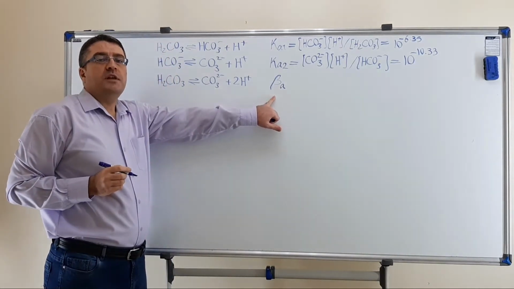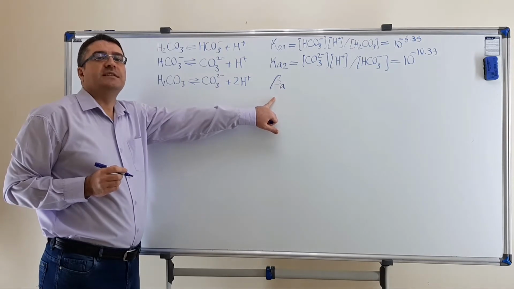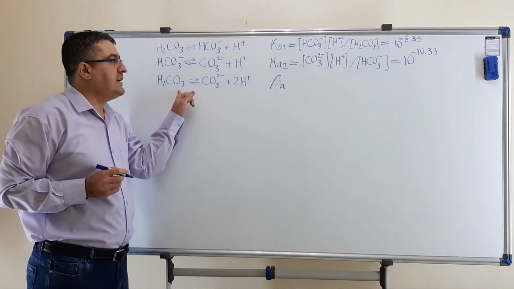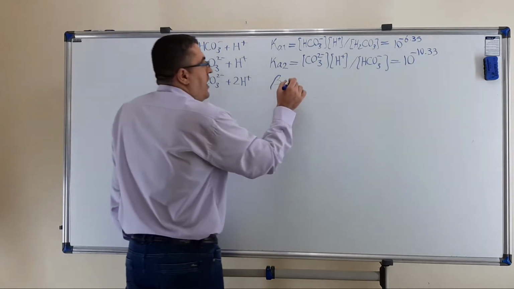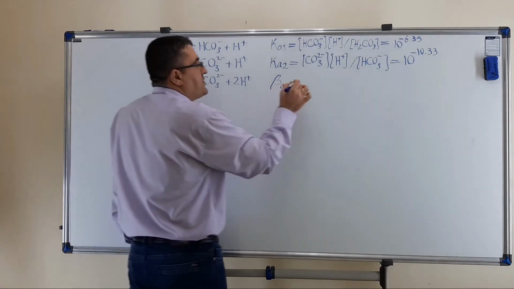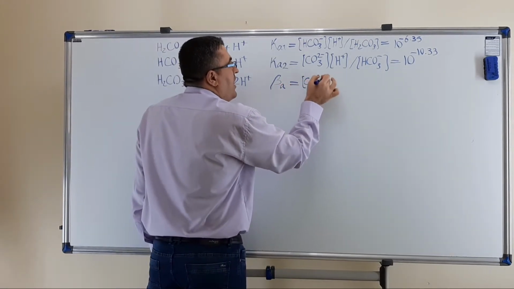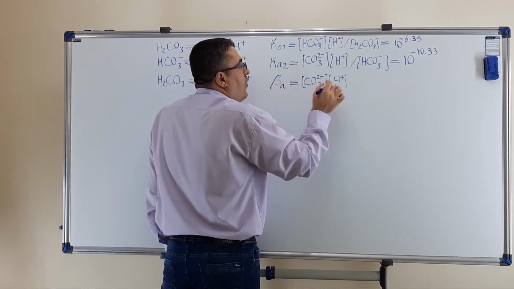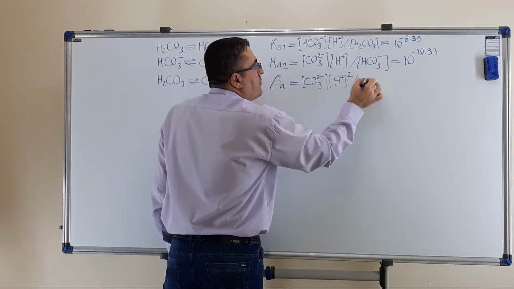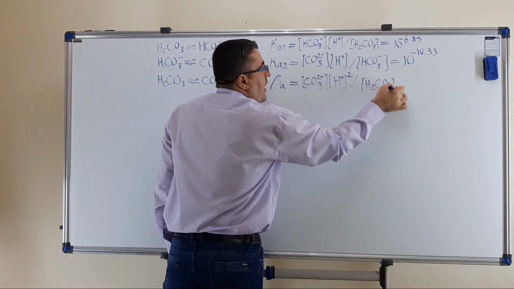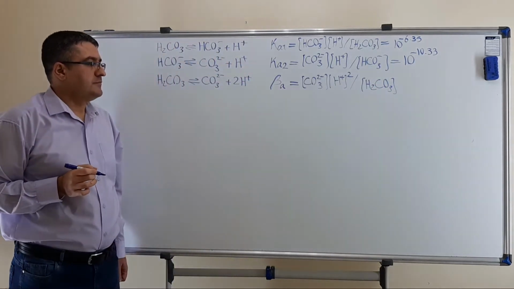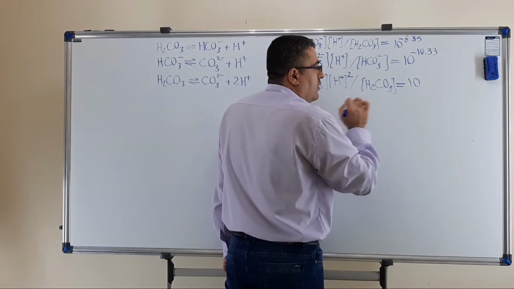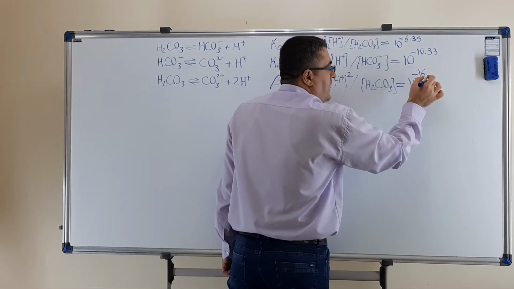Beta A, the cumulative acidity constant, cumulative acid dissociation constant, cumulative acid ionization constant of carbonic acid in aqueous solutions, in terms of equilibrium concentrations, is equal to the equilibrium concentration of carbonate anion times the equilibrium concentration of hydronium to the power of 2 over the equilibrium concentration of carbonic acid. At 25 degrees Celsius, it is equal to 10 to the power of minus 16.68.